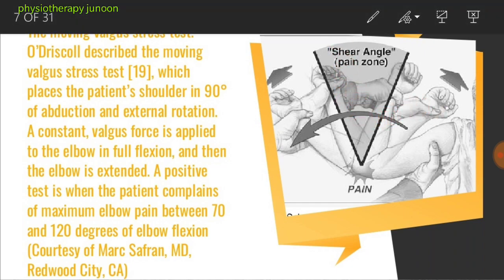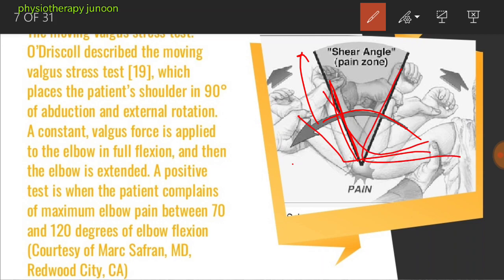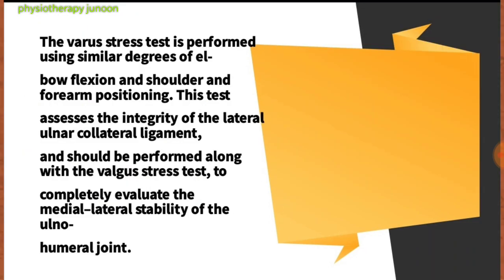A constant force is applied through the first, second, third and fourth stages, with the elbow fully flexed, and then the elbow is extended. A positive test is when the patient complains of maximum elbow pain between 70 and 120 degrees of elbow flexion. Here, this is the pain zone, the shear angle.